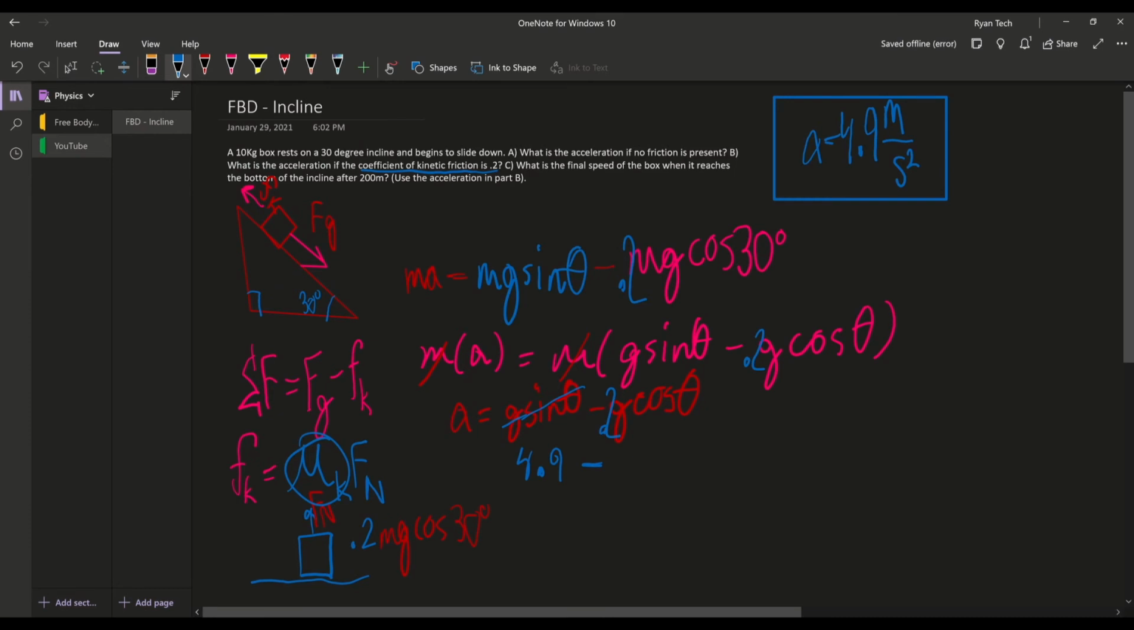So we say g cosine of theta is 8.487, and then we're going to times that by 0.2. So that's going to be 1.69. Now, we're going to subtract it, and that's going to be our final answer. So 4.9 minus 1.69 is going to be 3.21. And don't forget our units, meters per second squared. So that's it for part B.